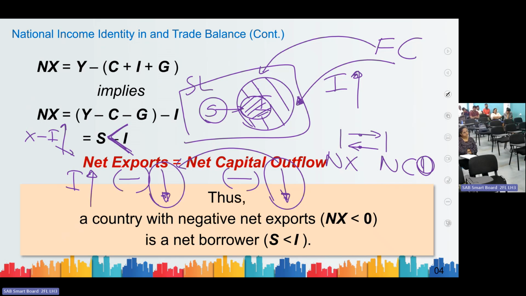So when S is less than I, it is going to be a net capital outflow, because foreign countries lend to Sri Lanka. If net capital outflow is positive, it is simply net capital outflow because funds move from Sri Lanka to other countries. If net capital outflow is negative, then it is a net capital inflow because funds come from other countries to Sri Lanka. That is how we can define the exact, one-to-one relationship between net exports and net capital outflow according to the national accounting identity.